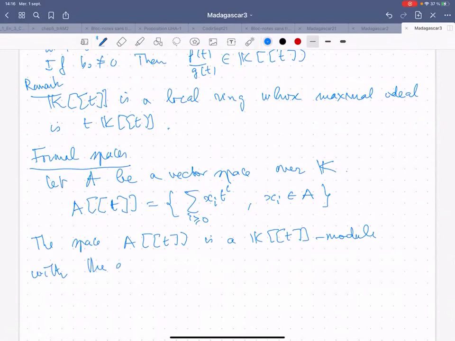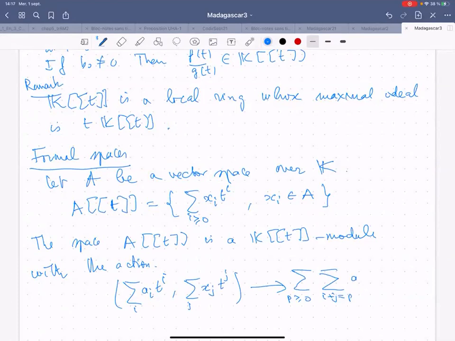The action is the following: if I take an element in K[[t]], the sum of a_i t^i, and an element in A[[t]], the sum of x_j t^j, here we are using the same parameter, of course, the action sends these two elements to the sum, for p larger or equal to zero, of the sum over i plus j equal p of a_i x_j t^p. And this is again an element in A[[t]].